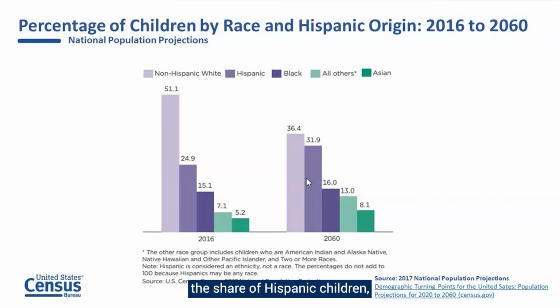Over the same period, the share of Hispanic children, illustrated in the medium purple color on the bar chart, is projected to rise from 1/4 at 24.9% to nearly 1/3 at 31.9%, while the share of Asian children, shown in the green bars, will rise significantly as well, from 5.2% to 8.1%. And these changes mirror a broader transition in the United States to a more diverse nation. What sets the younger cohorts apart is that their racial and ethnic makeup has been changing more quickly than for older cohorts.